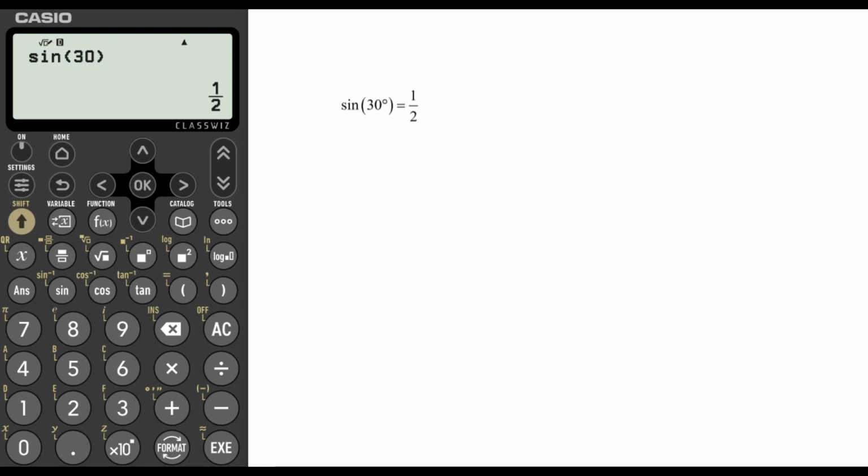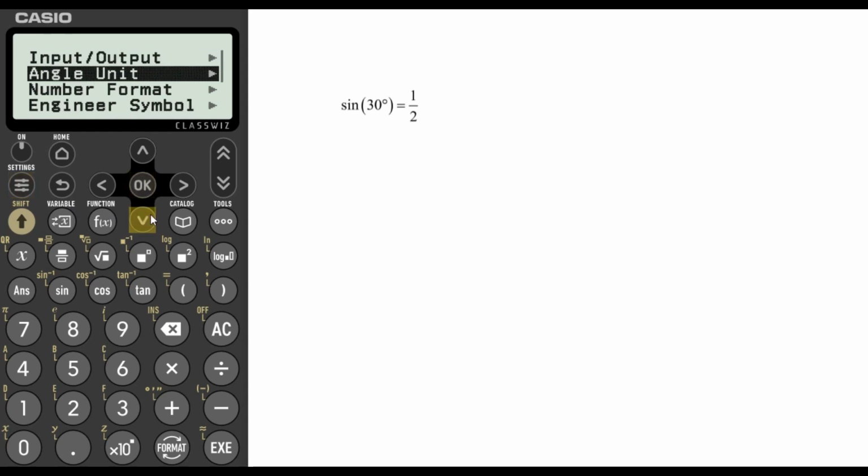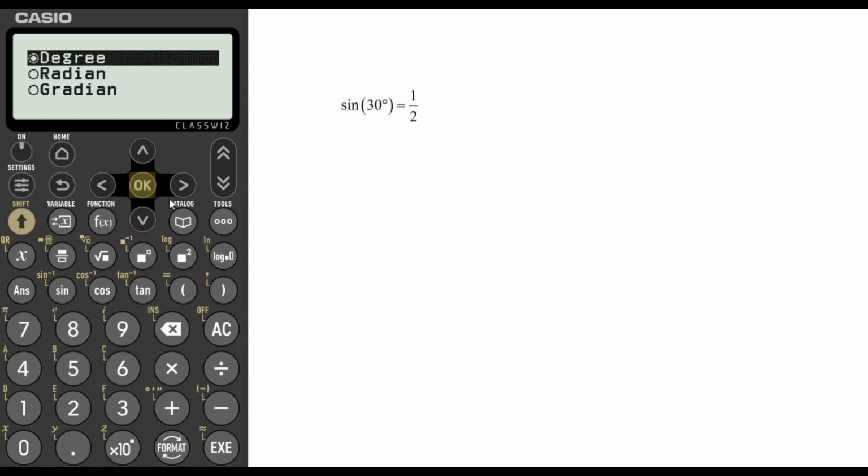Now let's suppose we want to use radians. Currently we are in degrees. We can change this to radians. If we press settings, calc settings, scroll down to angle unit, change the angle unit to radian by pressing OK, and if I press AC to return to the calculation screen, you will now see radians is in the top bar.